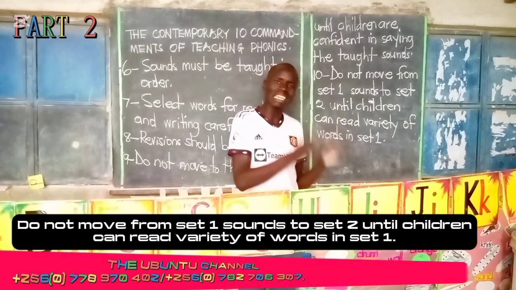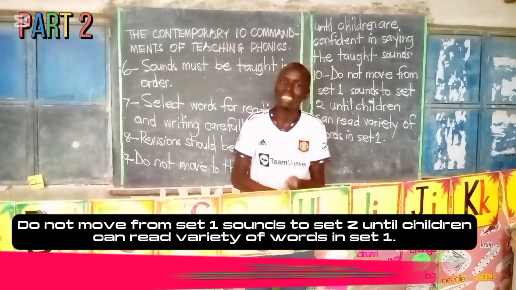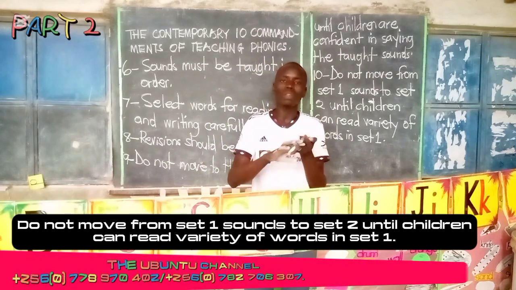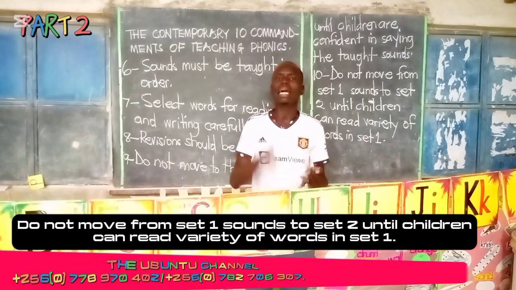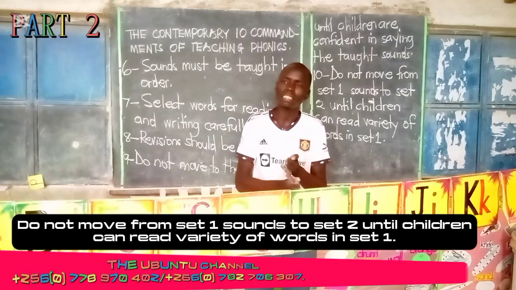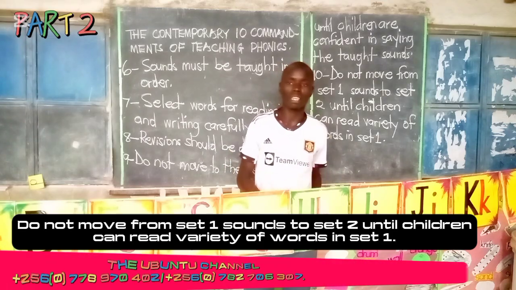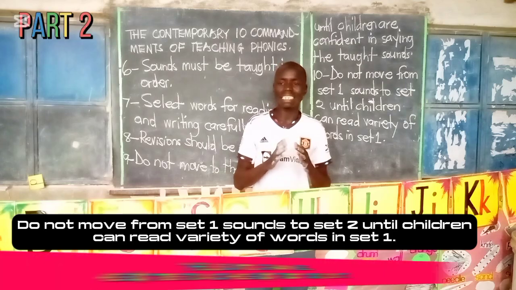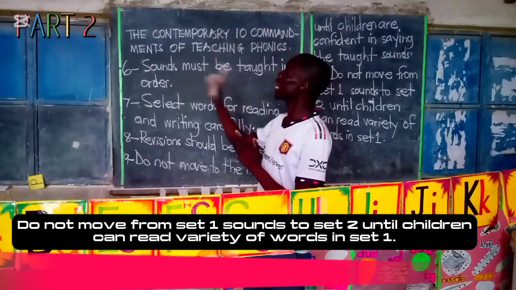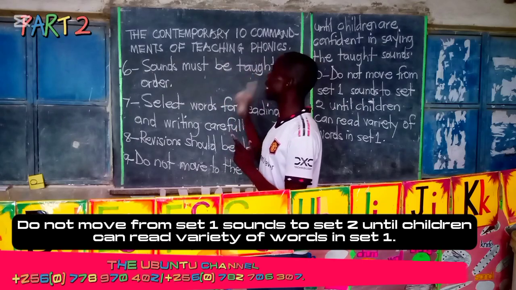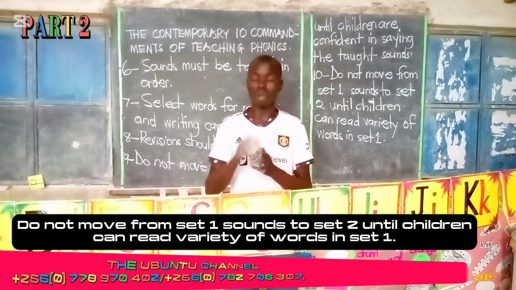The same with set 2. Don't skip to set 3 if your children cannot yet read set 1 sounds very well, or cannot yet read set 2 sounds very well. Make sure they first read set 1 sound very well, and then set 2 sounds very well. Then you go to set 3. So that is how we can teach our children. And these are the contemporary 10 commandments of teaching phonics to our children.